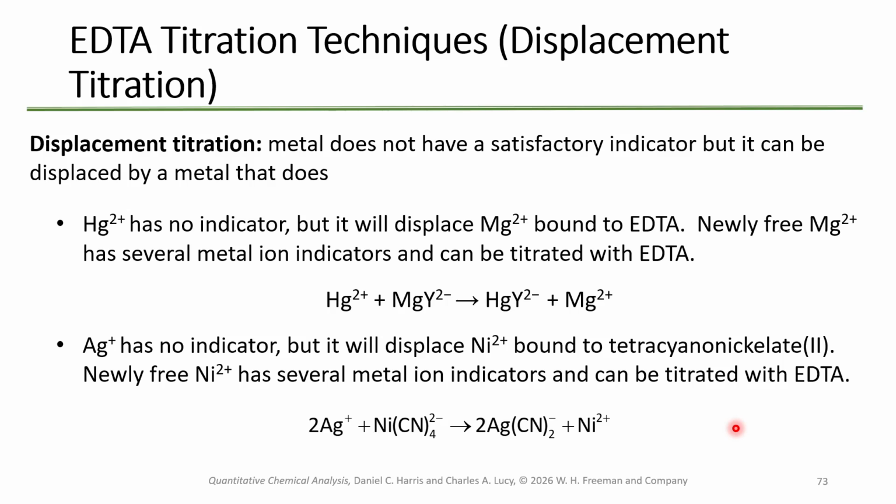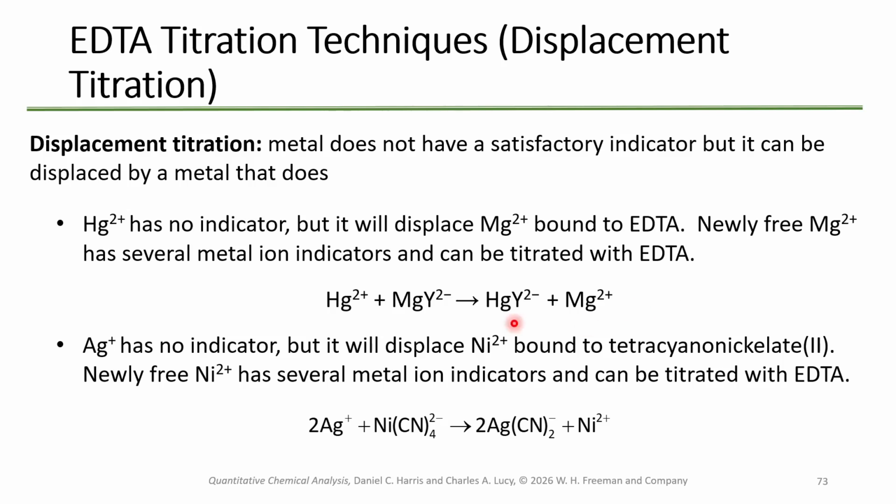Now, let's talk about displacement titration. The metal does not have a satisfactory indicator, but can be displaced by a metal that does. And so mercury 2 plus has no indicator. It can be displaced by magnesium 2 plus bound to the EDTA. Our newly free magnesium 2 plus has several metal indicators that can be titrated with EDTA. In fact, I've used 2 of the indicators as examples in this lecture so far. It shows you how common indicators for magnesium are.